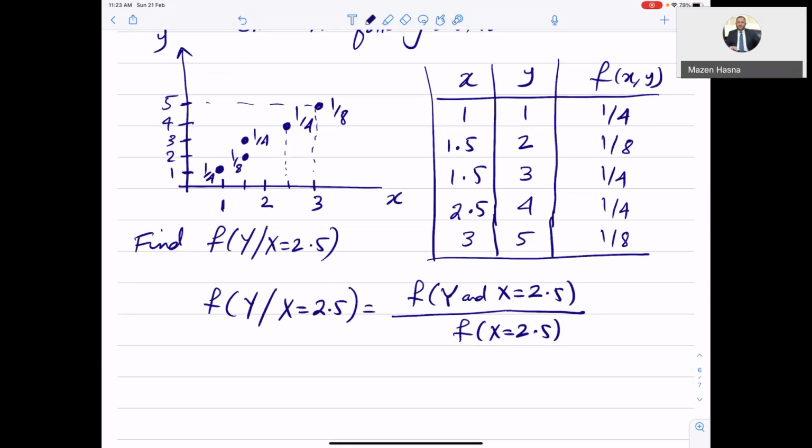So y and x equals 2.5. How many options do we have? When x is 2.5, do we have any other possible values of y? It's only one value when x equals 2.5. So the joint is just 1 over 4.